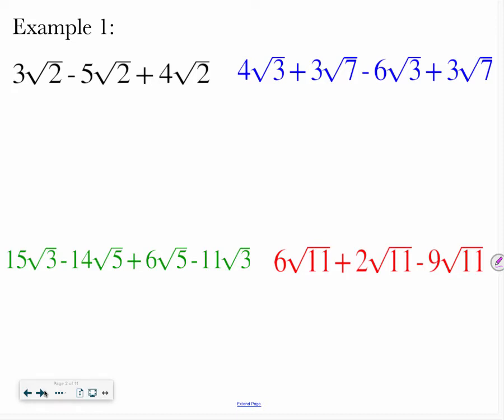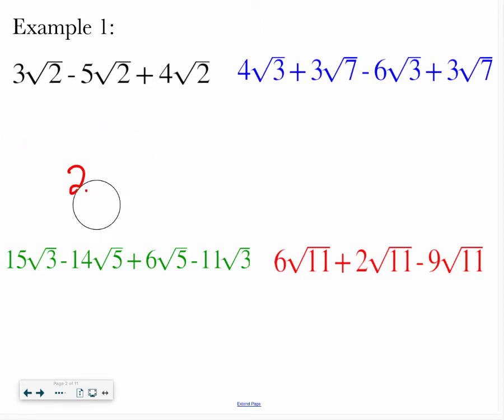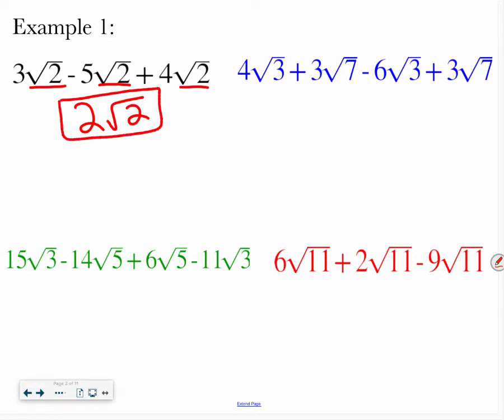But let's think of it kind of like our x squareds. If I gave you this, you would look at it and you'd say, oh, they're all x squareds. I do 3 minus 5, which is negative 2, plus 4, which gives me a positive 2. And you'd say the answer was positive 2x squared, because you're just combining like terms. The same thing goes for those square roots. You can treat them like the same thing because they're all the square root of 2. So you can say this is actually 2 square root of 2, and you are done. Don't overthink this.